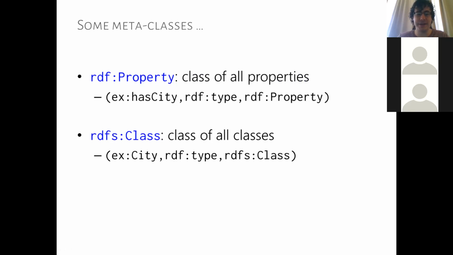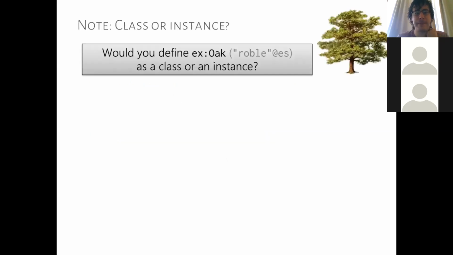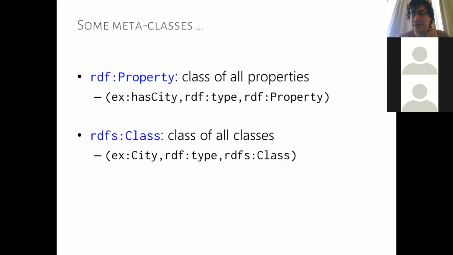So these are meta classes that we can use to find all properties or all classes, for example, in the RDF graph. So any questions or comments?